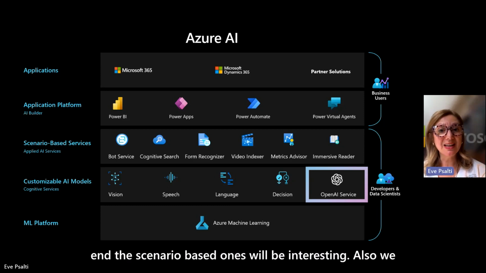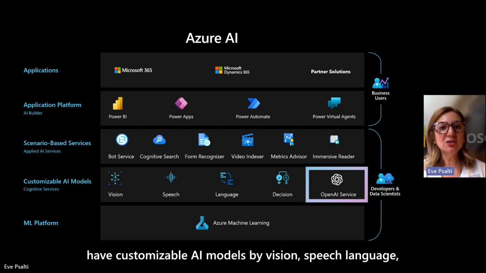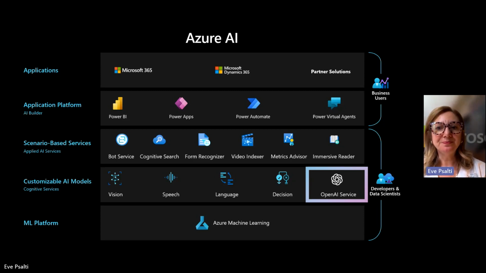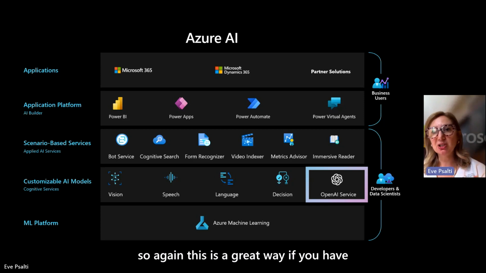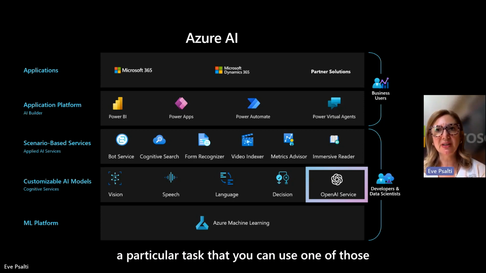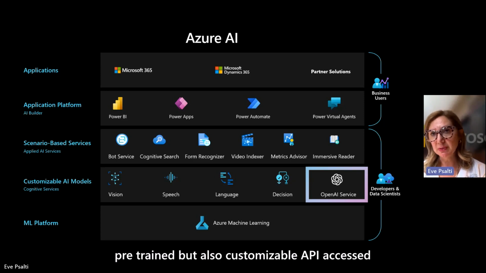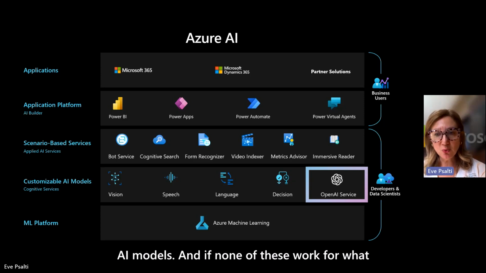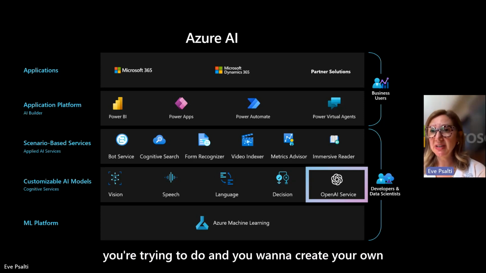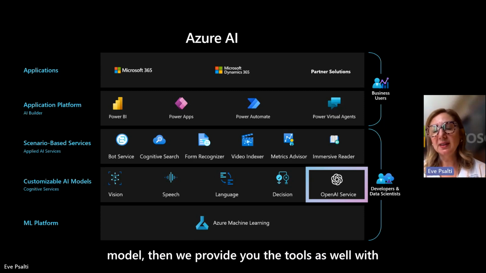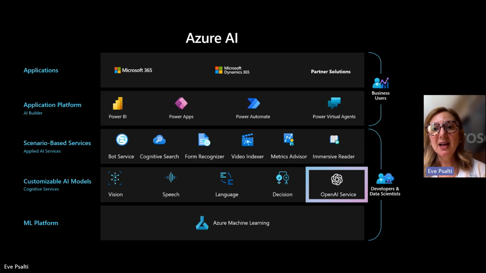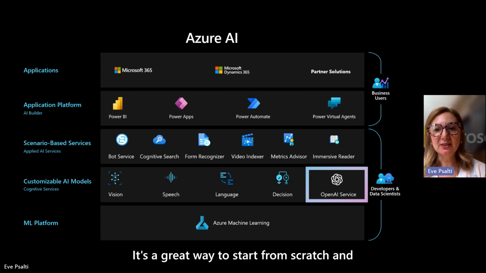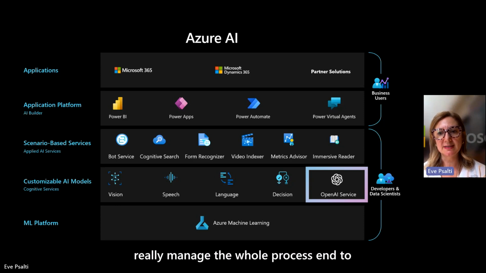Also, we have customizable AI models for vision, speech, and language. So again, this is a great way, if you have a particular task, to use one of those pre-trained but also customizable API-accessed AI models. And if none of these work for what you're trying to do and you want to create your own model, then we provide you the tools as well with the Azure ML suite. It's a great way to start from scratch and really manage the whole process end to end.